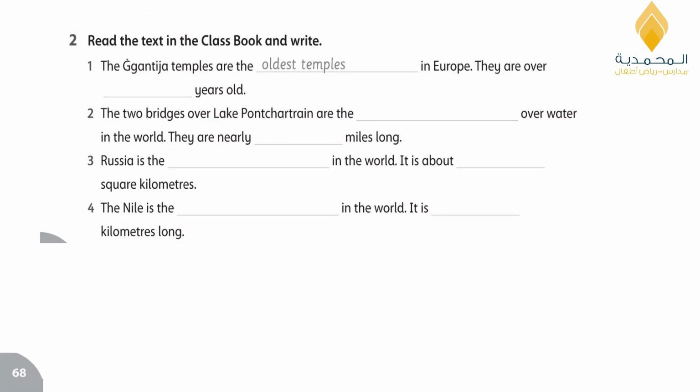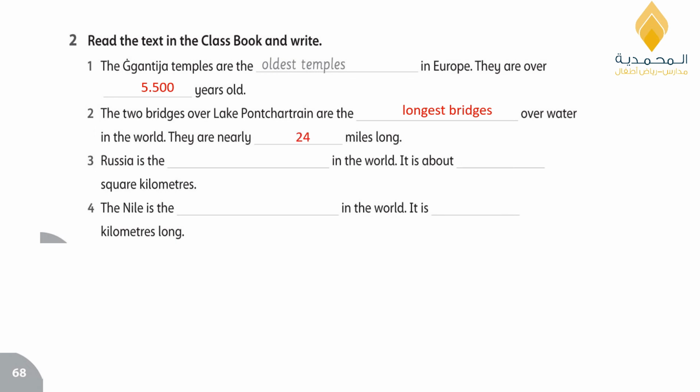Now, let's move to our workbook, page 68, and answer exercise number 2. Read the text in the class book and write. Number 1. The Gigantia temples are the oldest temples in Europe. They are over 5,500 years old. Number 2. The two bridges over Lake Pontchartrain are the longest bridges over water in the world. They are nearly 24 miles long.